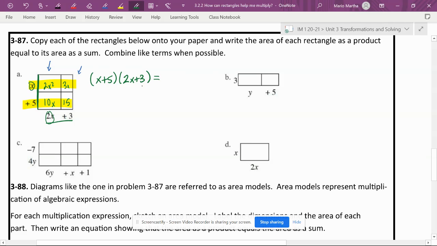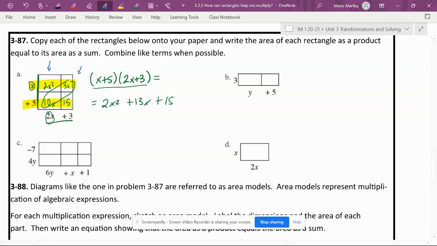And then we would say this is equal to 2x squared. Combine the two like terms right here. So both are positive, so that would be 13x plus 15. And that's how we use the area model to multiply what we call binomials.